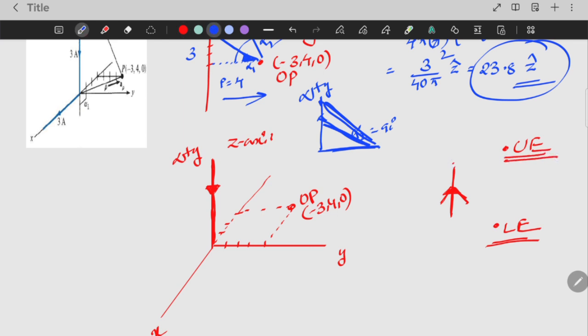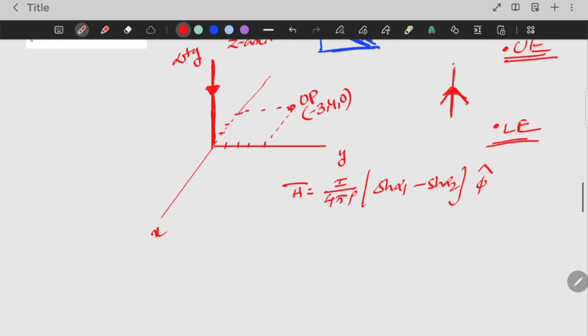Similarly, here, current is coming this side. So this is the lower end part, this is the upper end part. So now the observation point is available in the upper end part. So which formula do we have to apply? H bar is equal to I by 4 pi rho into (sin alpha 1 minus sin alpha 2) into phi cap. So this formula we have to apply because the observation point is available at the upper end side.